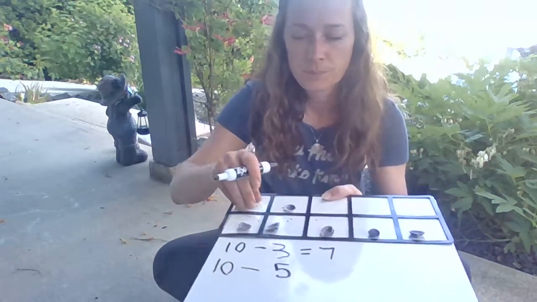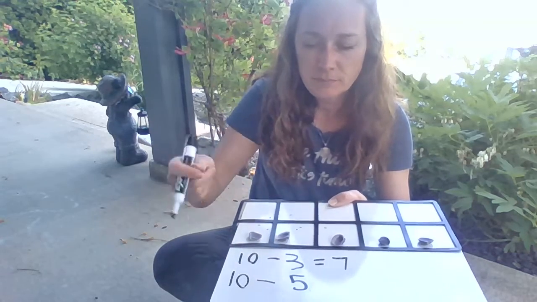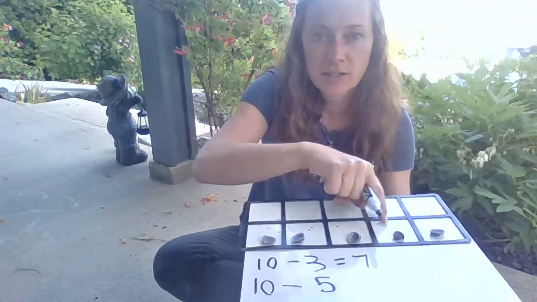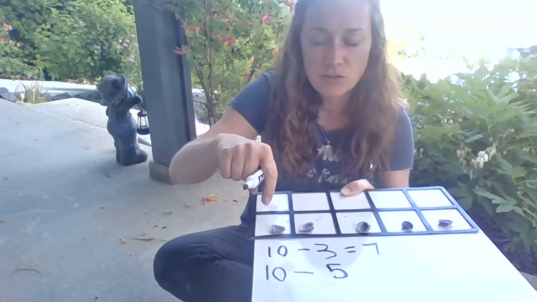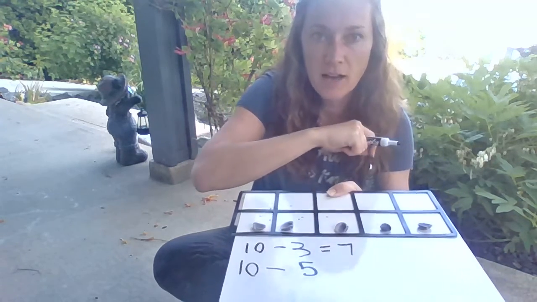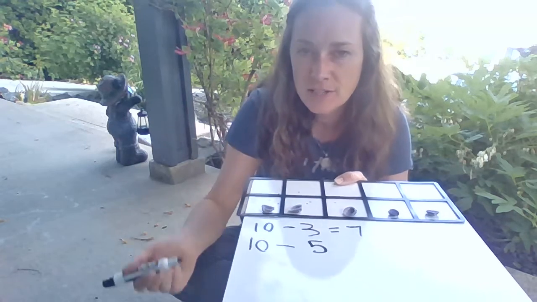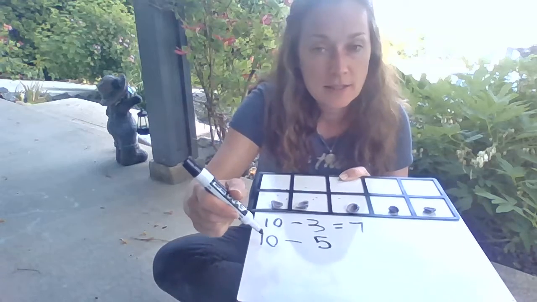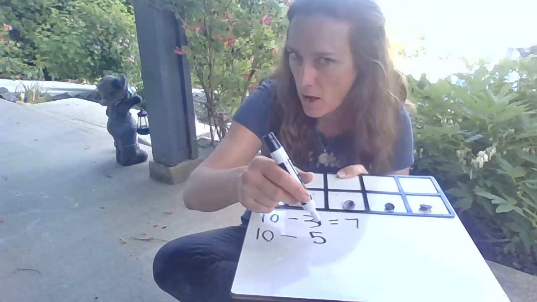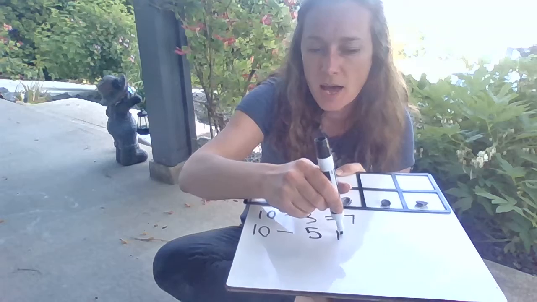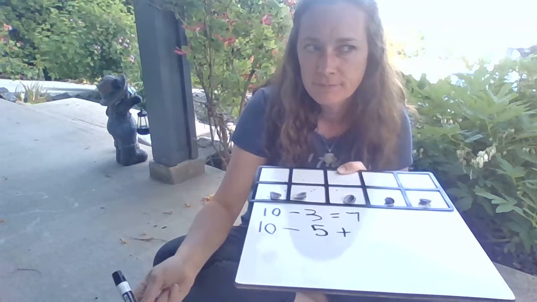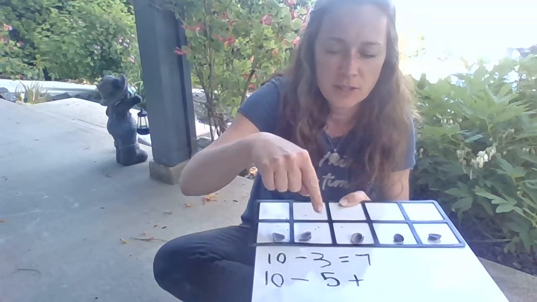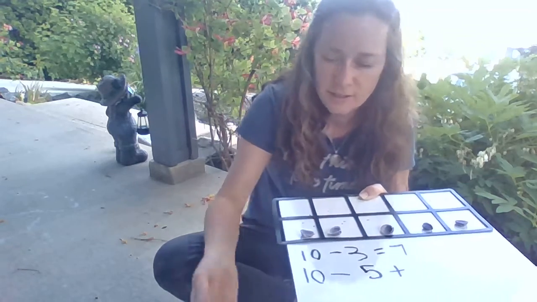No. What's 10 take away 5? If I had all 10 and I took 5 away, I would have 5 left. Is that true? 1, 2, 3, 4, 5? Yeah. Okay. Well, then I have to add more on to get back to 7 because I want to make 7. So if I did 10, take away 5, plus, how many do I have to add on to get to 7? Let's find out. 1, 2, 3, 4, 5.